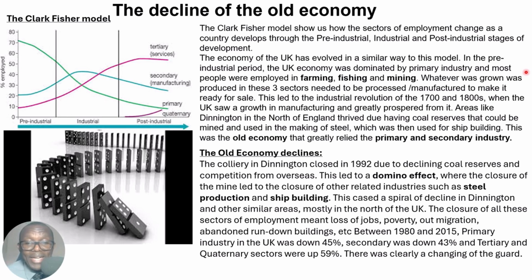Now, areas like Dinnington in the north of England thrived due to having coal reserves that could be mined. Now, that coal was actually used in the manufacturing of steel, which was then used for shipbuilding. And therefore, places like Dinnington really prospered and thrived as a result of that manufacturing and secondary sector of industry. Now, that actually is what we are referring to as the old economy. And that was when the UK heavily relied on primary and secondary industry.